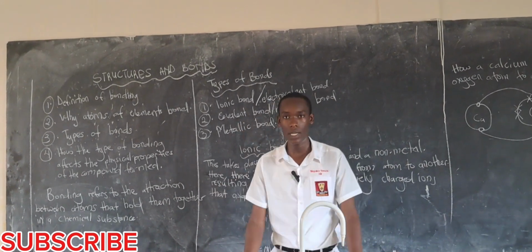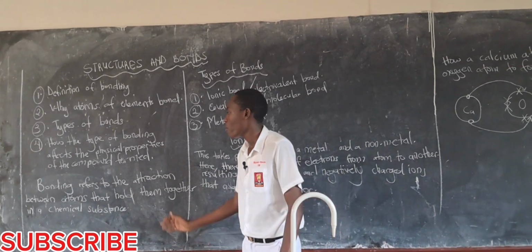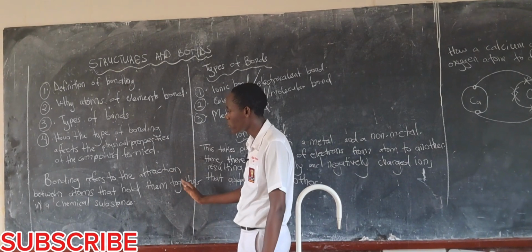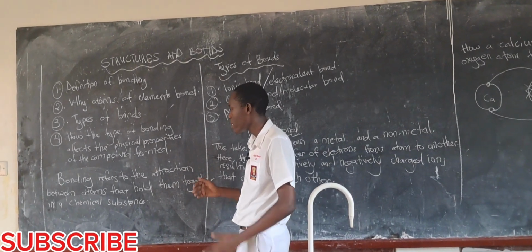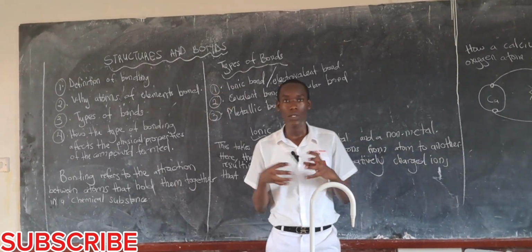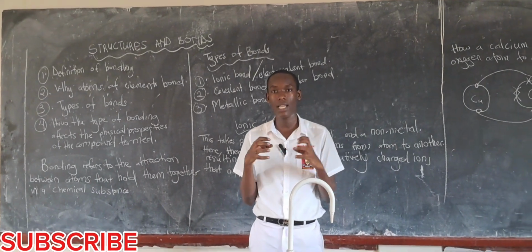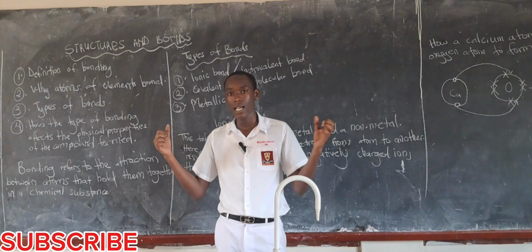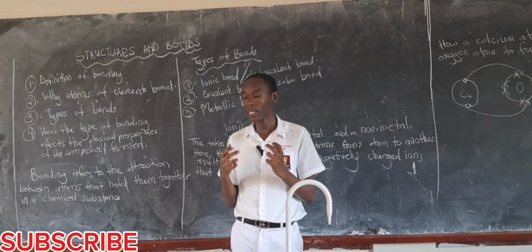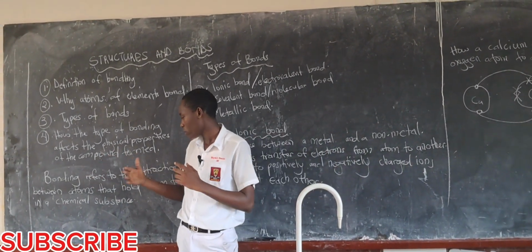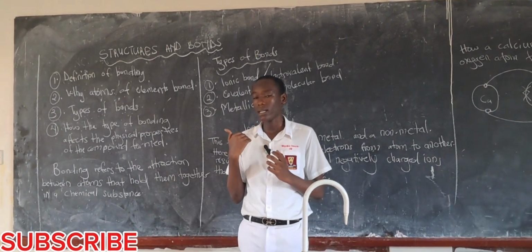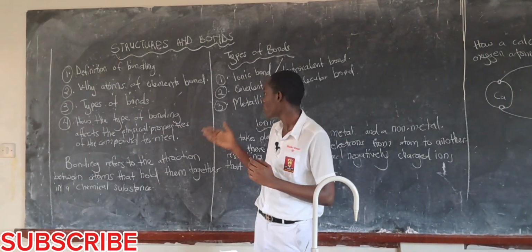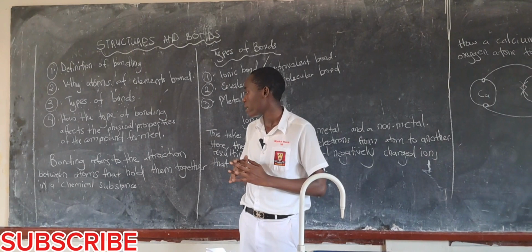One, we need to understand what bonding is, and we are saying bonding refers to the attraction between atoms that hold them together in a chemical substance. So when atoms of elements combine together, there is that force of attraction that is holding the atoms together, and that is what we call the bonding. There are different types of bonding, as we are going to look at in our next part.